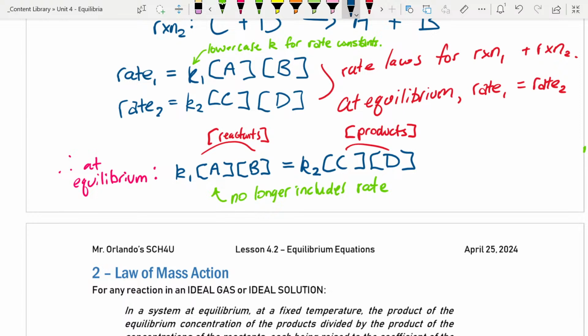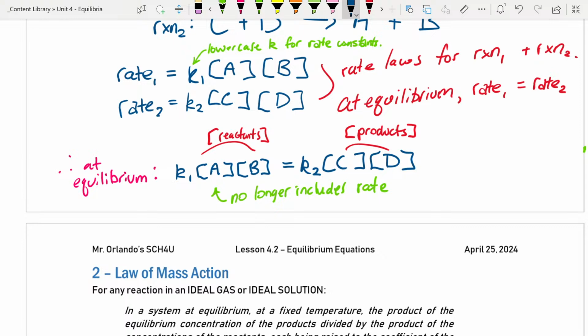So, what can we do with this? We can do something incredibly useful. We can make a ratio. Chemistry, as you know, is all about ratios. We love to multiply and divide.